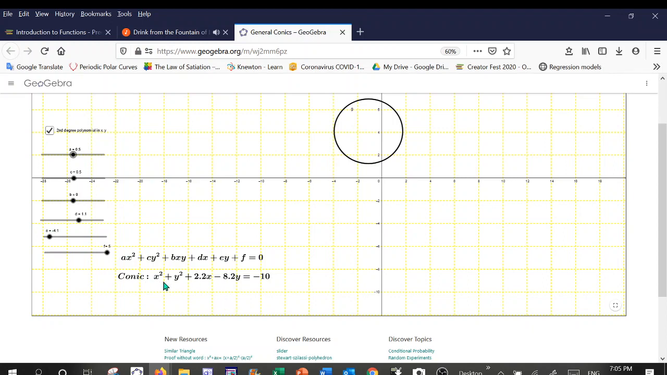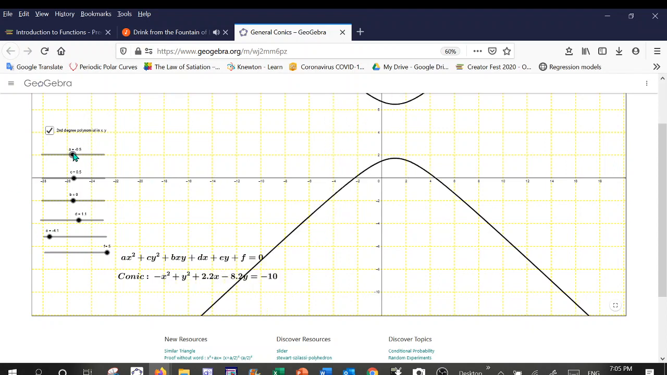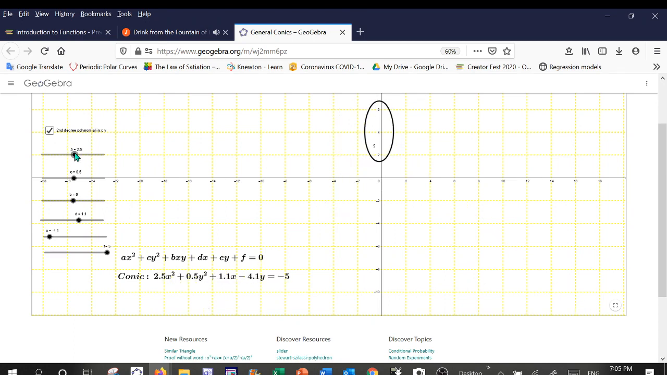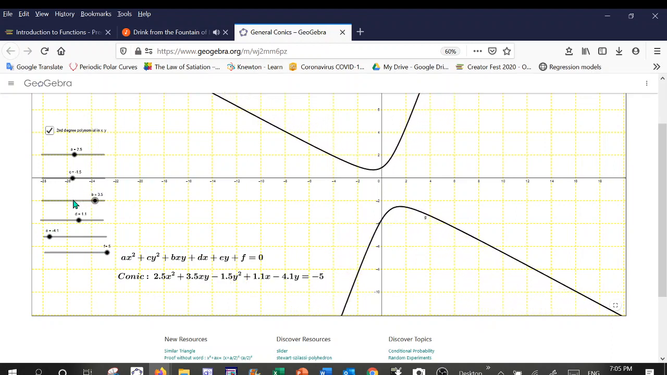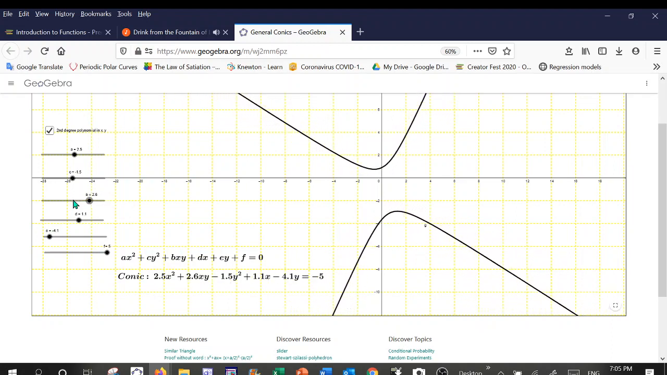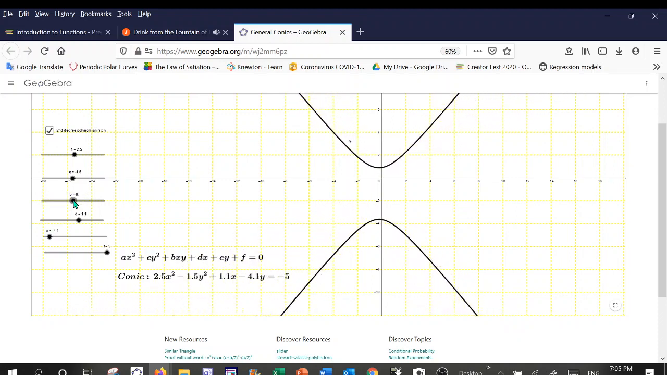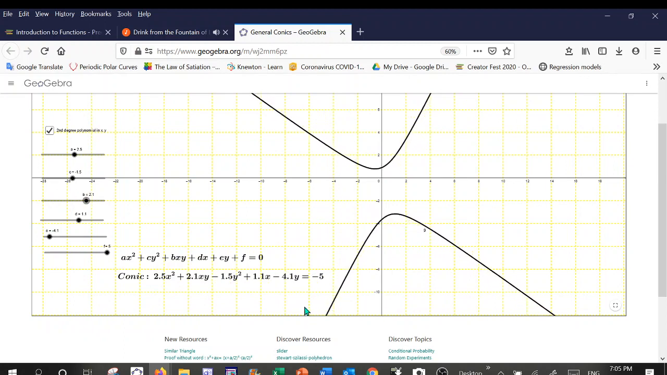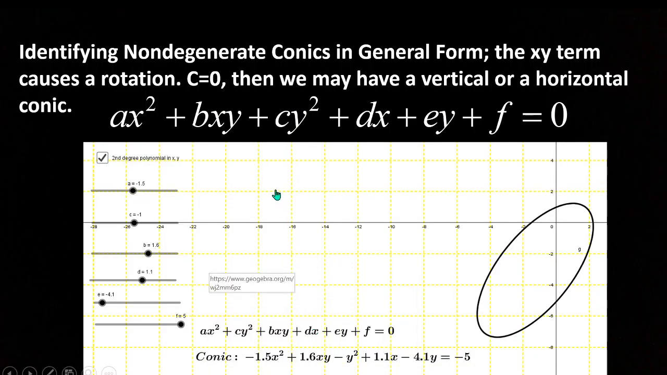Now, if this number and this number are the same, we get the circle, right? See that? This is a circle. And of course, we can get an ellipse. This is an ellipse. We can get a hyperbola, a parabola, and all that. Now, as soon as I change this b, look what happens. It rotates it, you see? So that xy term just rotates our conic section, right? All right, so I hope that gave you a better visual of what I mean by this.